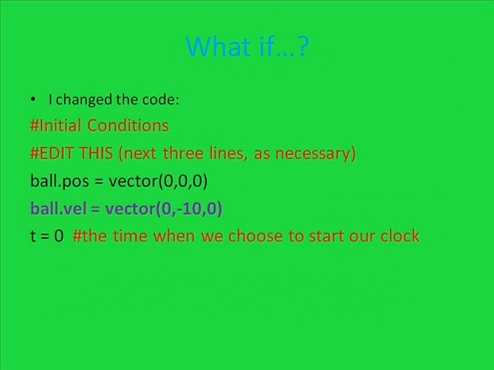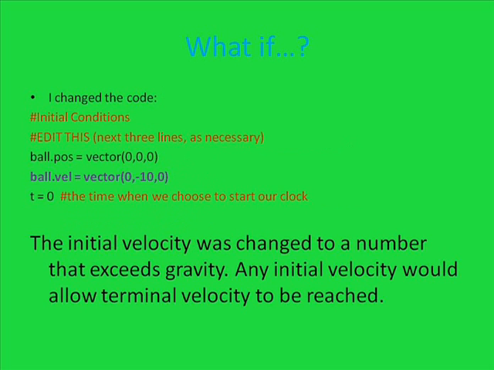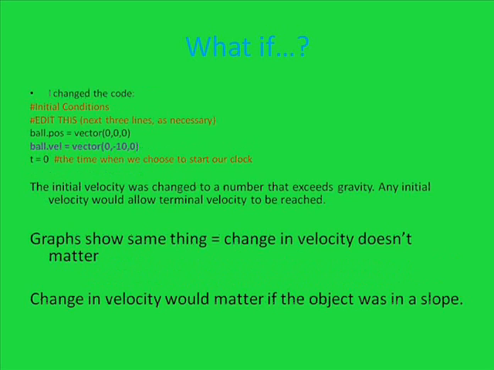Now for the what if question. The initial velocity at which the ball is thrown is arbitrary. The velocity was changed to be initially at -10 because it exceeds gravity. Any initial velocity will allow terminal velocity to be reached. I changed the code in VPython and found out that both graphs show the same meaning.